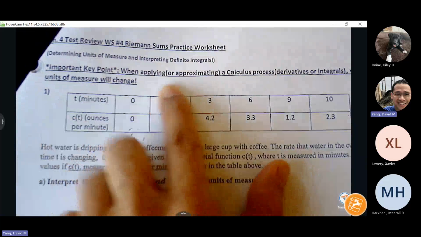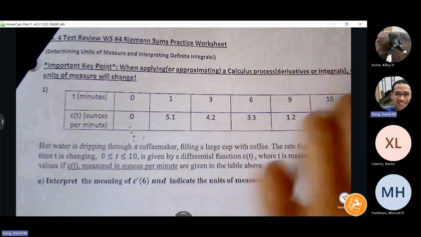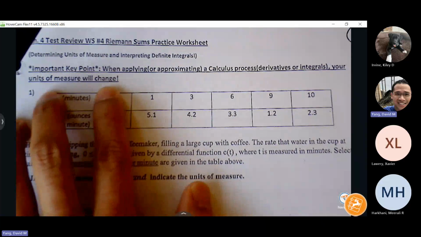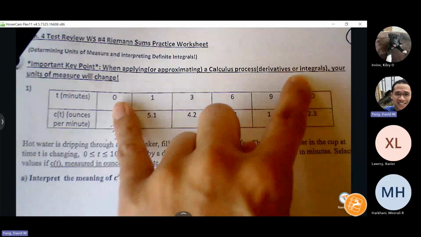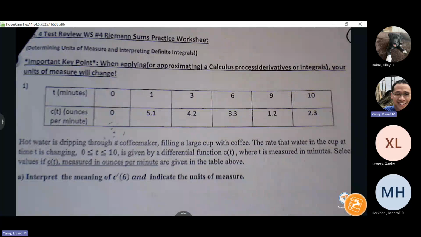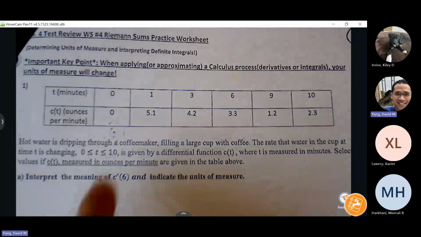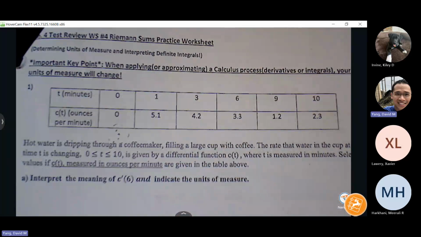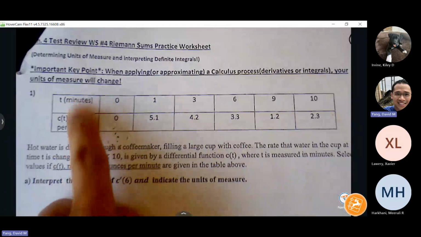So again, I want to point out, page 7. Important key point: when applying or approximating a calculus process, either derivative or integral, your units of measure will change. We just talked about how derivative is slope. Slope, you're dividing, so you're also dividing your units. Integral is area. Area, you're multiplying units, width times height. So you're multiplying the units here.